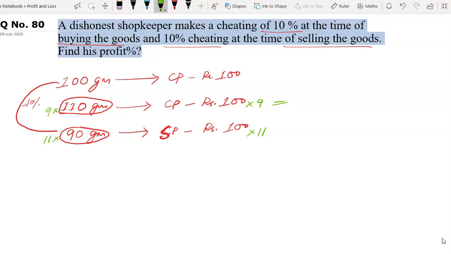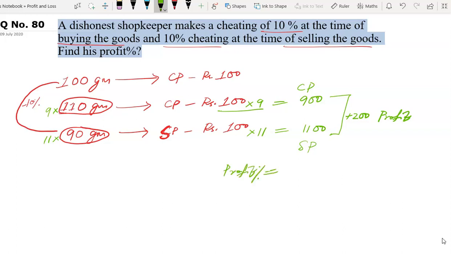So we will get our CP. 100 into 9 is 900. 11 into 100 will give us 1100. Now this is our CP and this is our SP. SP is greater by 200, so this is our profit. Now we need to find the profit percent. So profit percent will be profit upon CP, 200 upon 900 into 100.